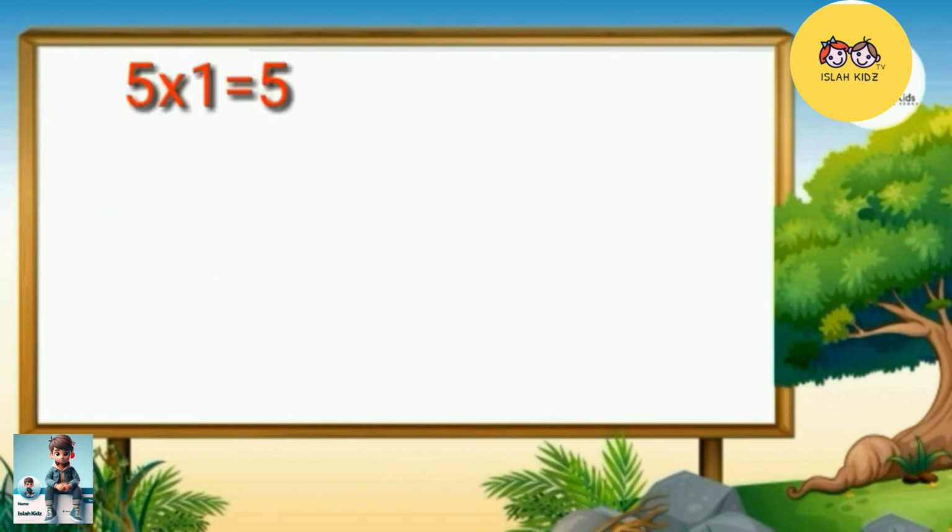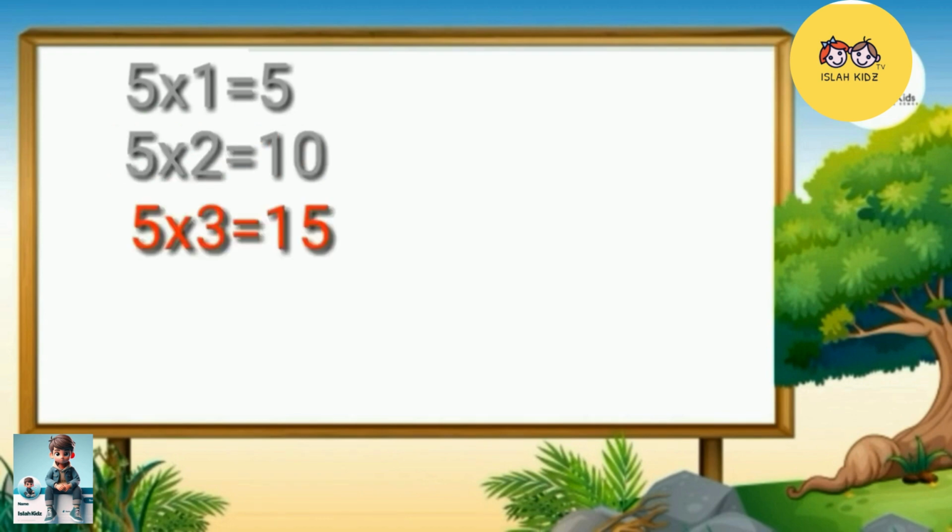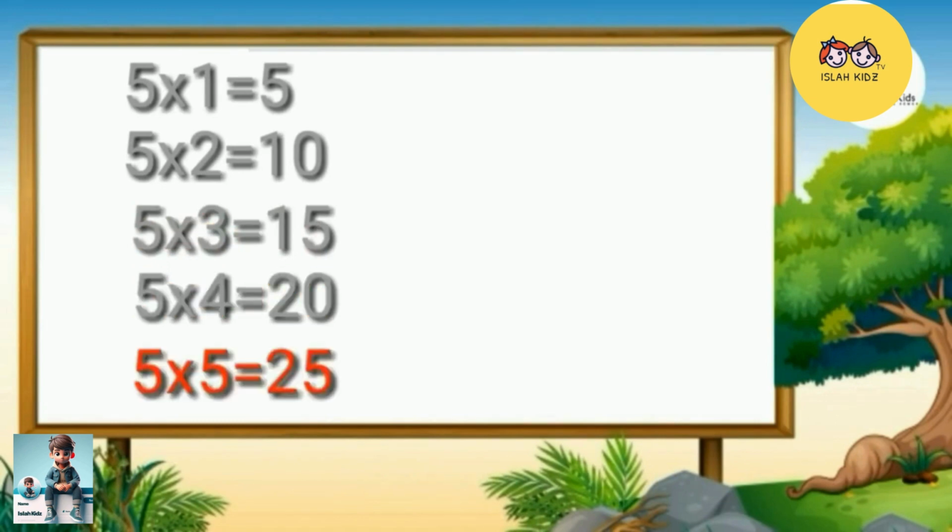5 ones are 5. 5 twos are 10. 5 threes are 15. 5 fours are 20. 5 fives are 25.